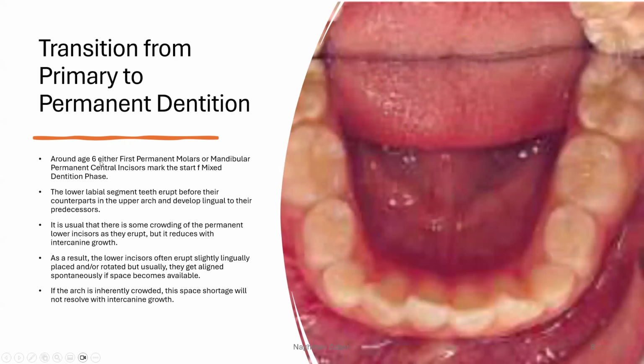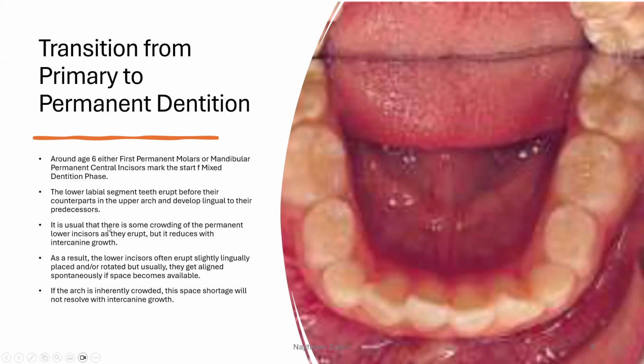Around age 6, either first permanent molars or permanent central incisors, which one? Lower one. They start erupting, and they mark the start of the mixed dentition phase. The lower labial segment teeth erupt before their counterparts in the upper arch and develop lingual to their predecessors. Permanent incisors start erupting lingual to the deciduous incisors.